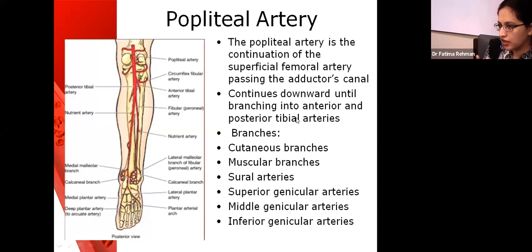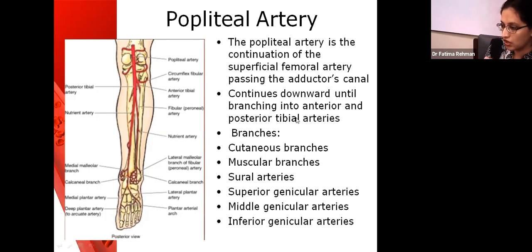The branches which are given off by the popliteal artery, other than its two terminal subdivisions, are the cutaneous branches. These cutaneous branches of the popliteal arteries are responsible for giving the blood supply to the skin, both on the front as well as on the back of the knee joint. Then it is associated with giving of the blood supply to some of the muscles.